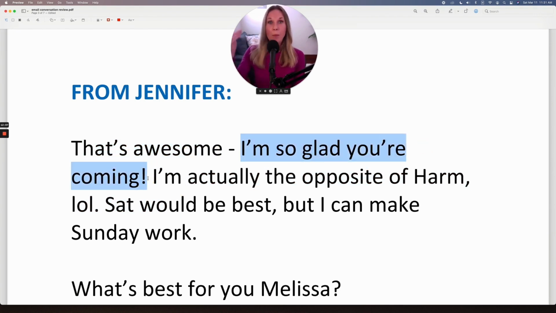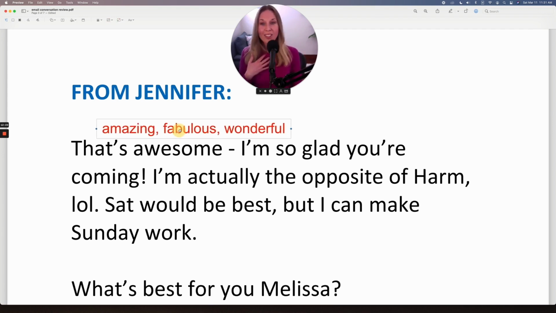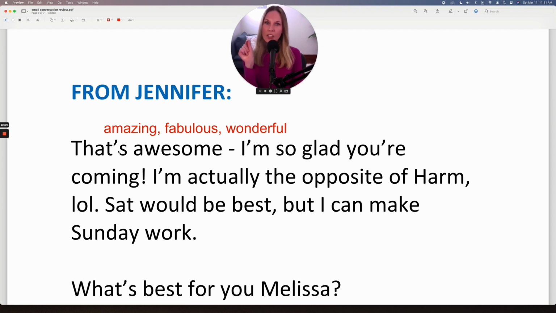It's the fact that Melissa is coming. So that's awesome. You could use a different adjective. That's amazing. That's fabulous. That's wonderful. These are some alternatives. I like the word awesome. That's the one I always use. Notice the contraction. That is, that's awesome.